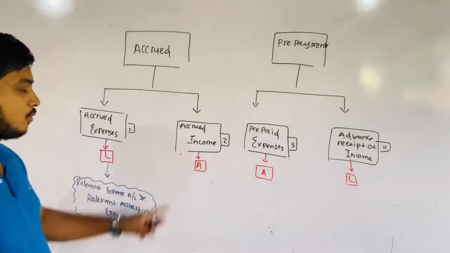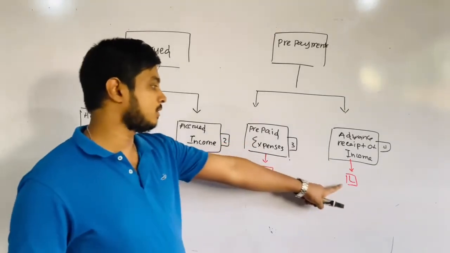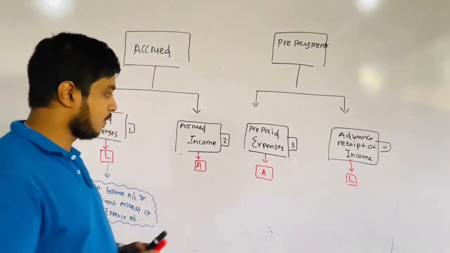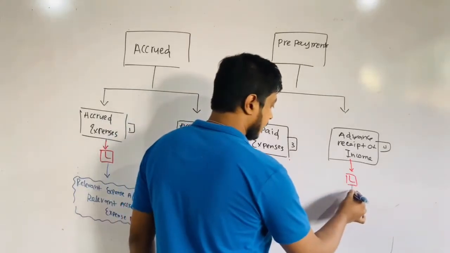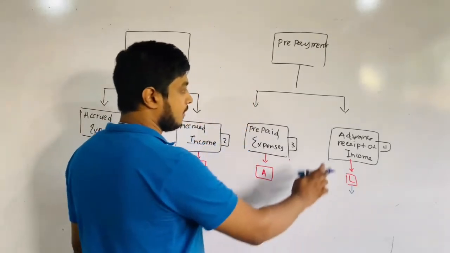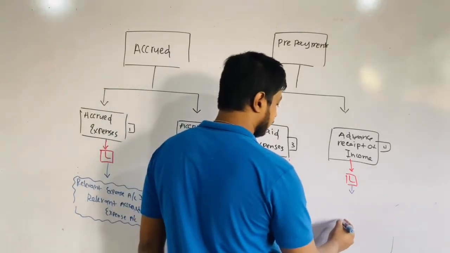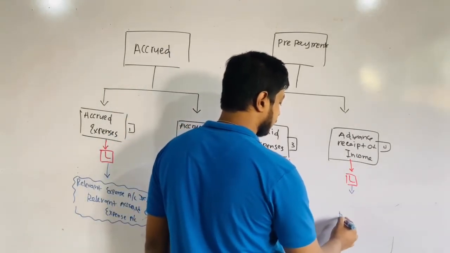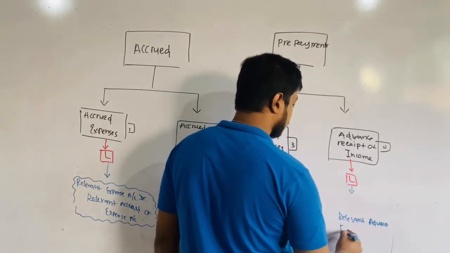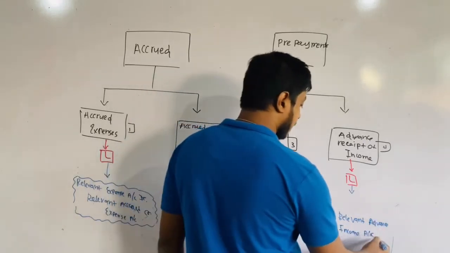When it comes to advance income, I will focus on this one because these two are similar. This is also a liability, this is also a liability. Therefore, I know the credit entry. What is the credit entry? The relevant advance income account should be credited.